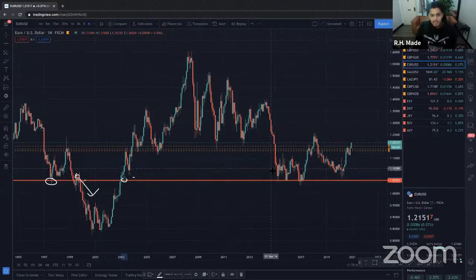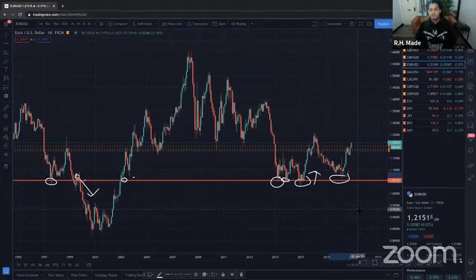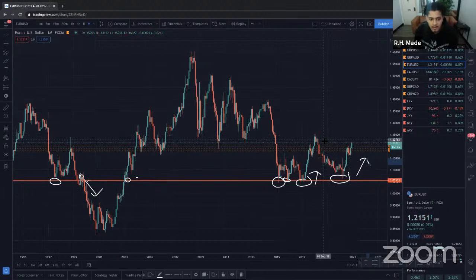Price came back to this area, rejected once, twice, 3 times, and continued on with its move. Price came back again, a 4th time. As you can see, it rejected, and now it's continuing its path up in an uptrend.